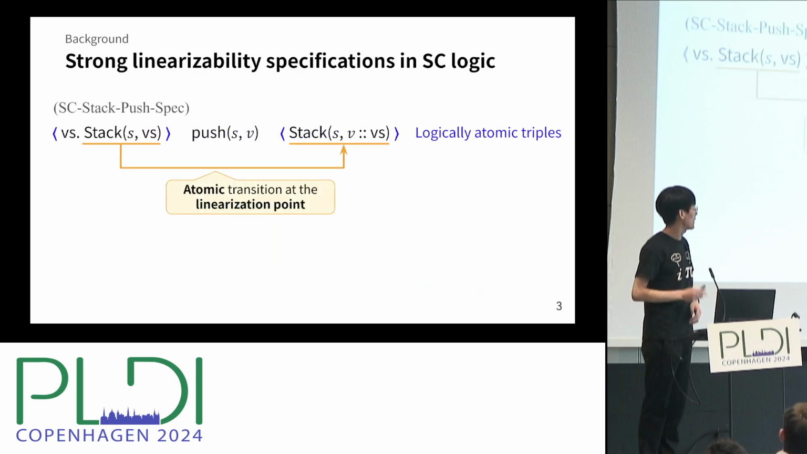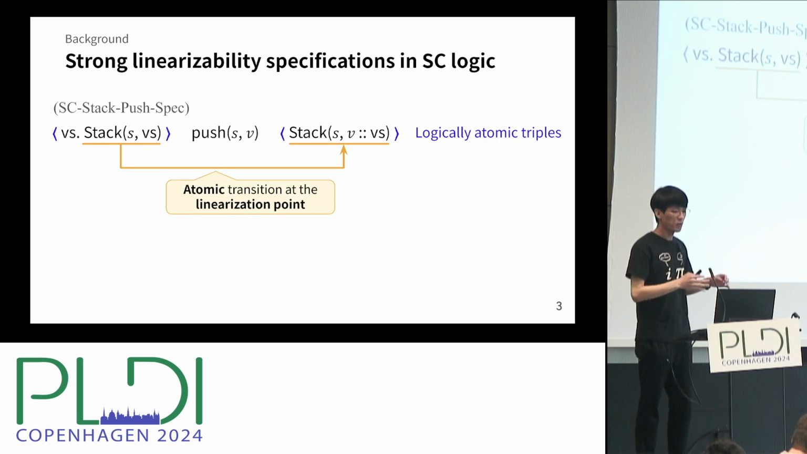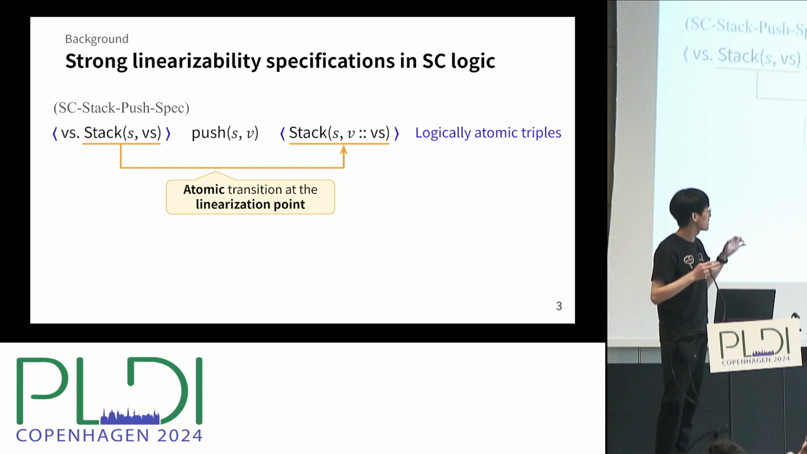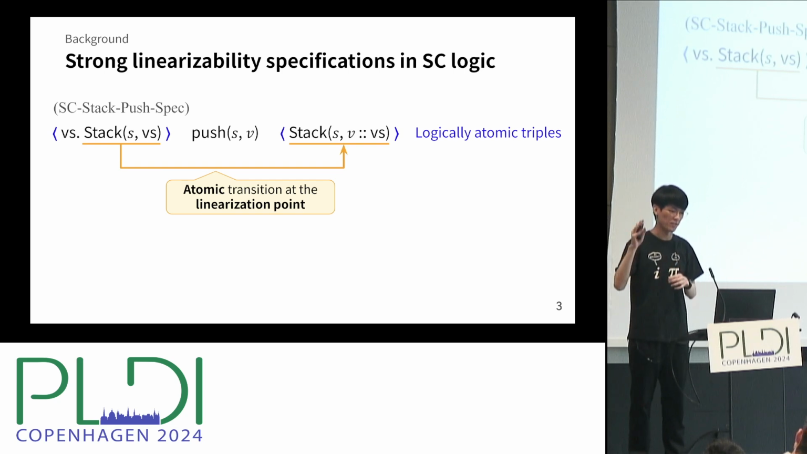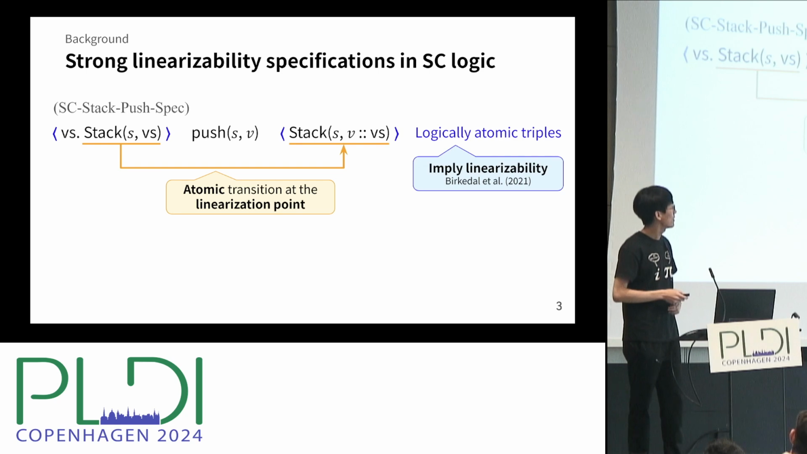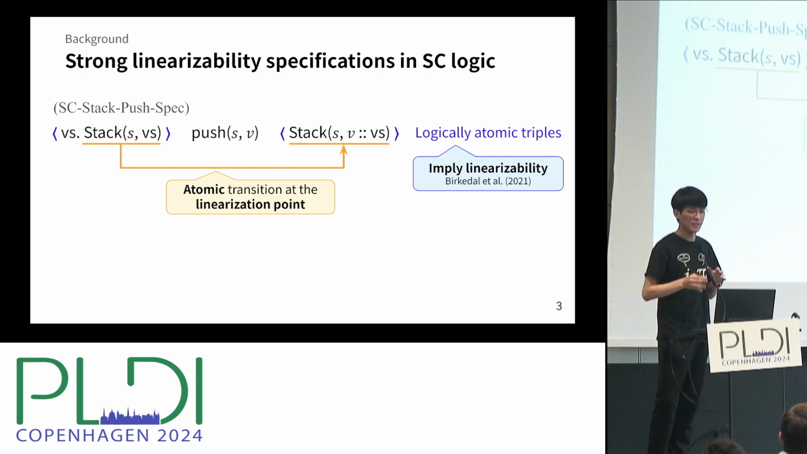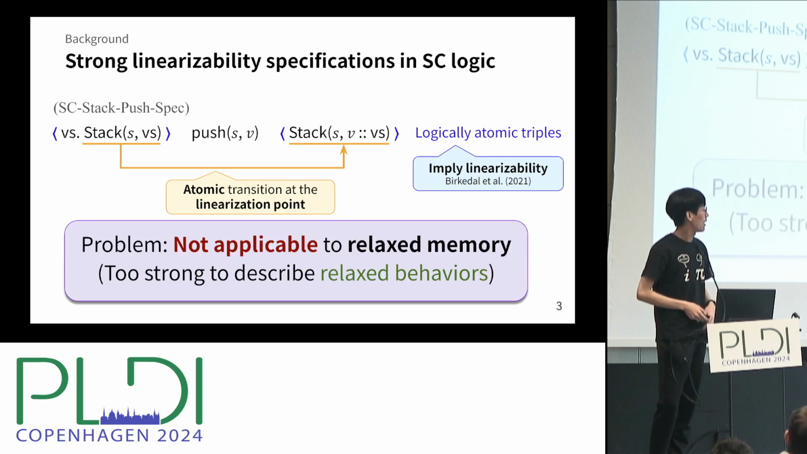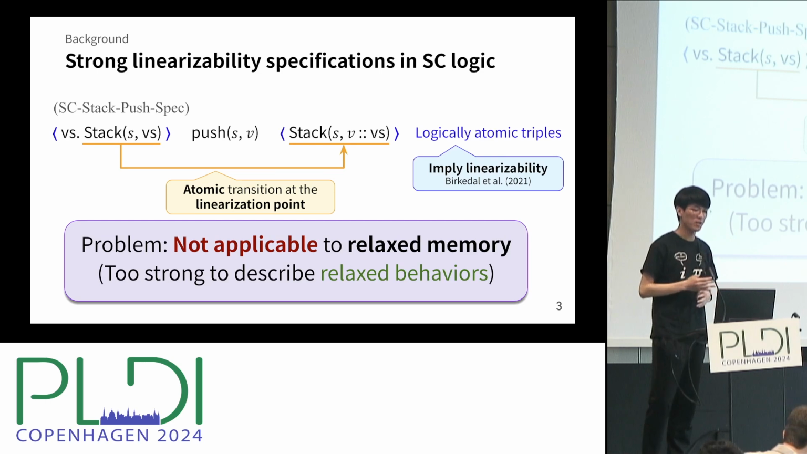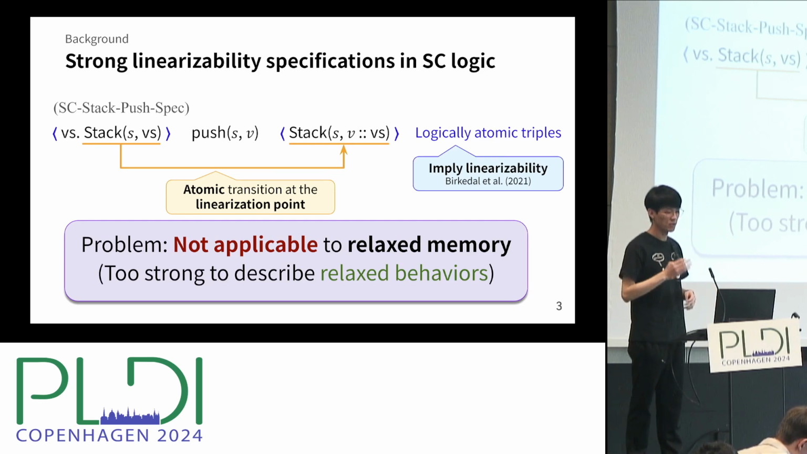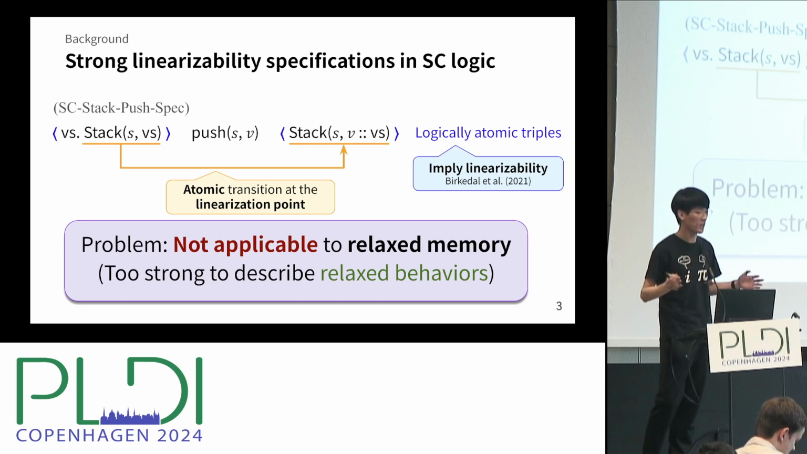The key idea of it is that at the linearization point, we make an atomic transition from the resource in the precondition to the resource in the postcondition. And it is well known that these logically atomic triples imply linearizability. However, the problem is that this simple style of specification is not applicable to weak memory because it is too strong to describe all the weak behaviors.